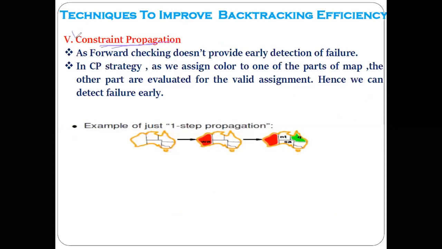Now this is the most popular and mostly utilized technique, constraint propagation, because in forward checking you can see it does not provide any kind of early detection of the failure. Did forward checking have early detection in the previous technique?